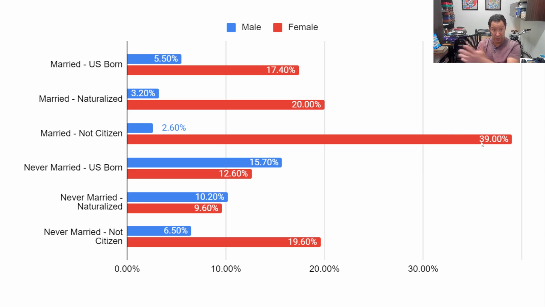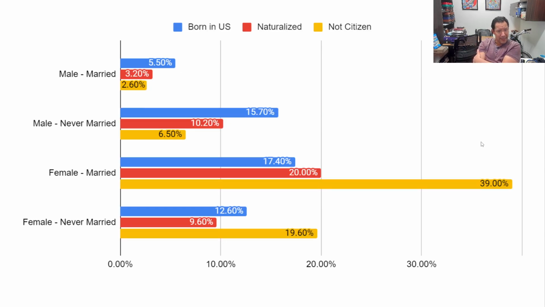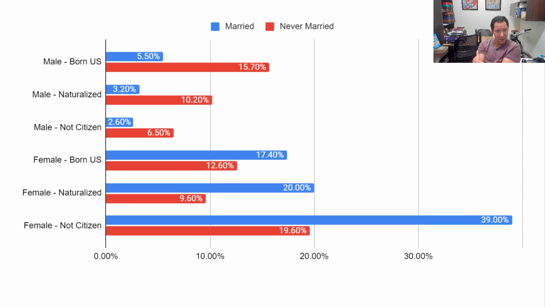I think this one's pretty good. My guess is we might see something here. I thought this one was kind of interesting. The difference between married and never married. So if you're a male U.S. born, you're married, 5.5% of you are not working, or not in the labor force at all. And then it's 15.6 if you're not married.